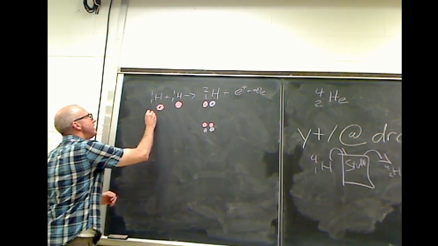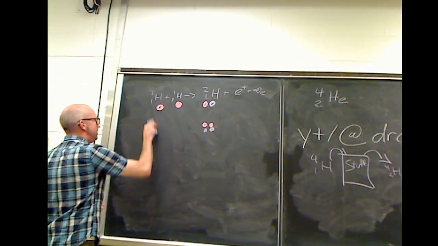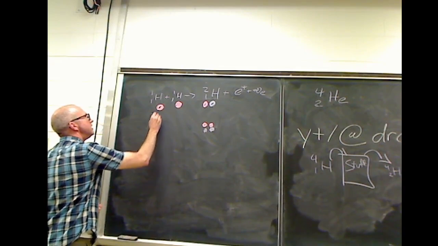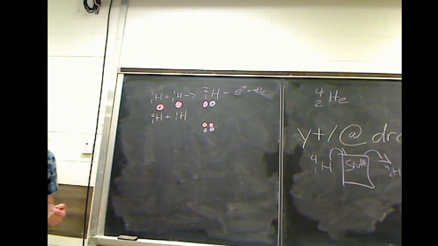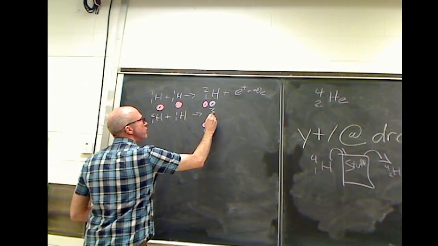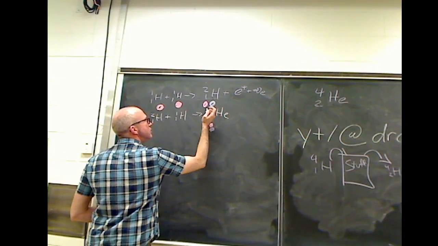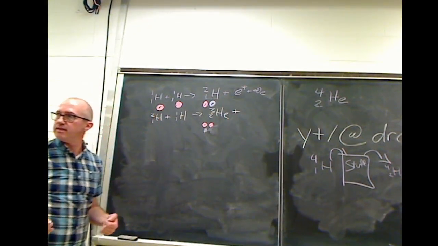The most common way is you start with your deuteron and I smash it into a proton. And what's a deuteron and a proton going to give me? It could give me a triton, a tritium, which is 2 neutrons and a proton. So that's one possible channel. The other possible channel is it could give me a helium-3, plus a gamma.